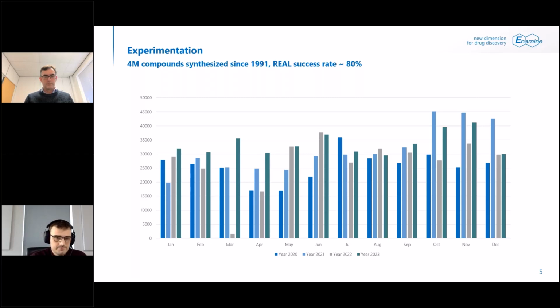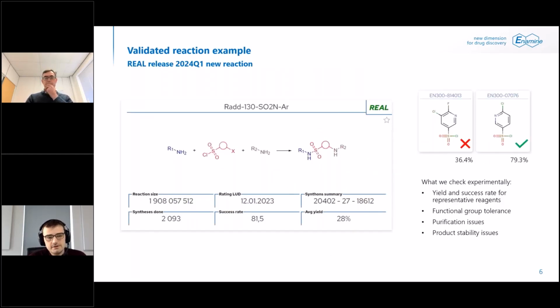Yeah, and to go a little bit deeper into the validation, how we do the validation of the reagents and reactions, I have here an example of one reaction which we actually added recently, a few months ago, to REAL. This is a 3-component reaction, which is basically sulfamidation and arylation reaction using 2 different sets of amines. And as you can see, the size of the reaction is really huge. It contains billions of combinations.